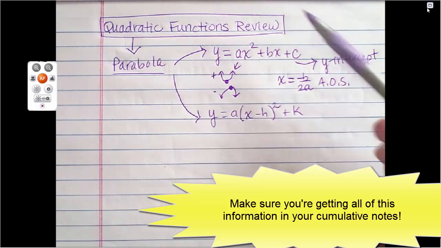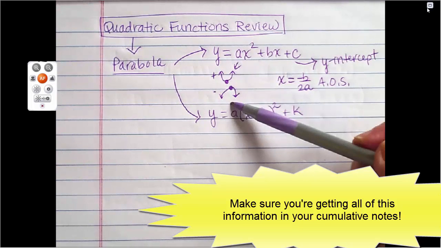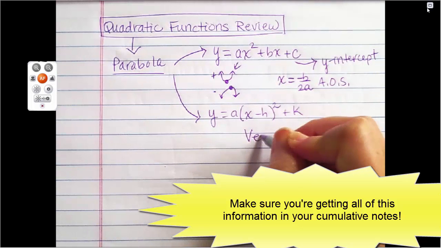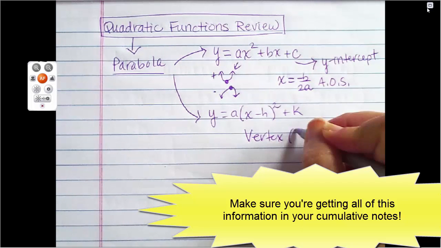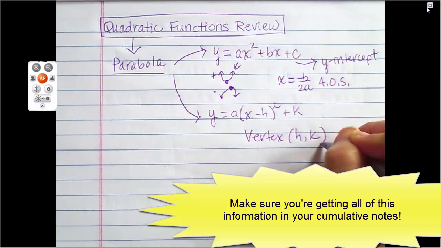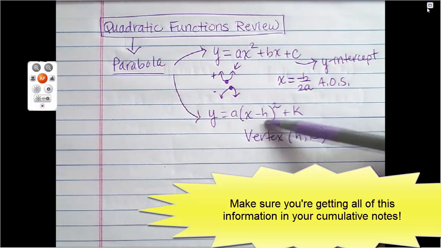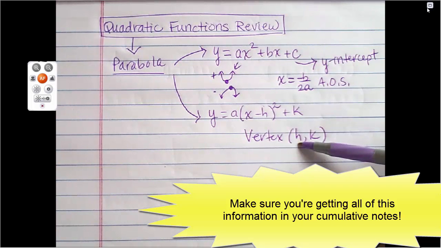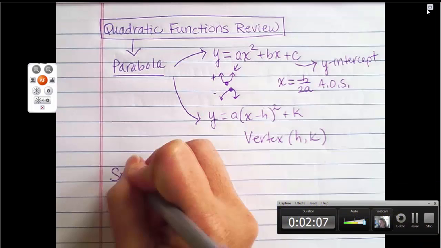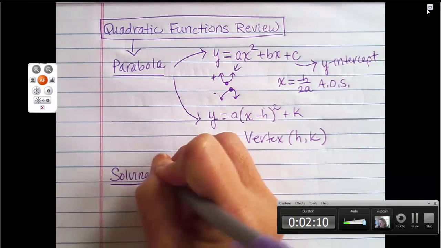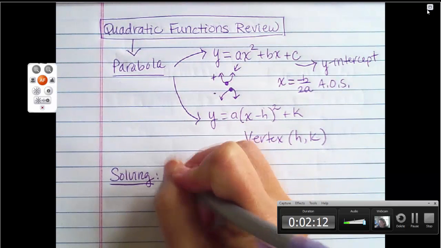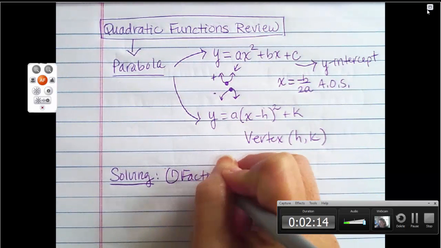In vertex form of my parabola, a represents the same thing, how it opens, and the vertex is the point h, k. Notice the sign on h changes from its equation, and k stays the same. So the other thing I want to discuss is solving quadratic equations. There are four ways you can solve.